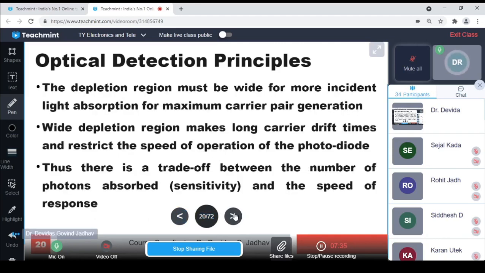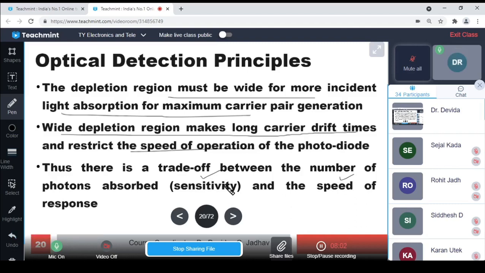So the depletion region must be wider for more incident light absorption. But if the depletion region is made wider, it makes a long carrier drift time and therefore restricts the speed of operation. So depletion region width is a trade-off. If it is increased, sensitivity increases, but the speed of response decreases because the drift time increases. So sensitivity versus speed of response is a trade-off of the depletion width. Sensitivity is a gain, speed of response is a bandwidth, so a gain-bandwidth trade-off is there.